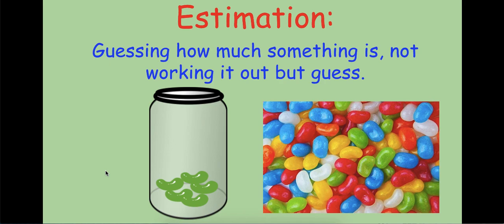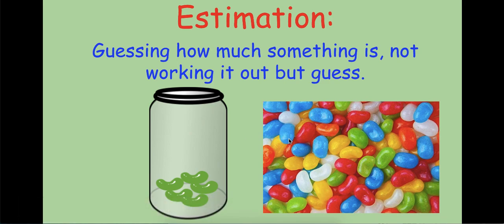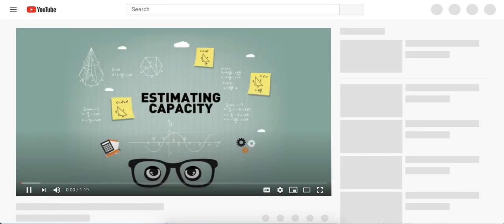So you could say maybe 100 jelly beans or 150 jelly beans. So you've got to look at your container, which is my jar, and look at your object, which is my jelly bean, and think about how many would end up going into there. So let's click on the jar and see where it takes us. Alright, so we are going to watch a video now on estimating capacity.